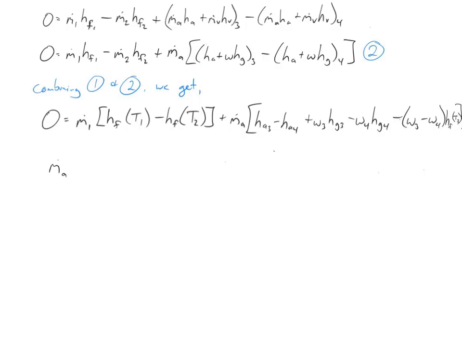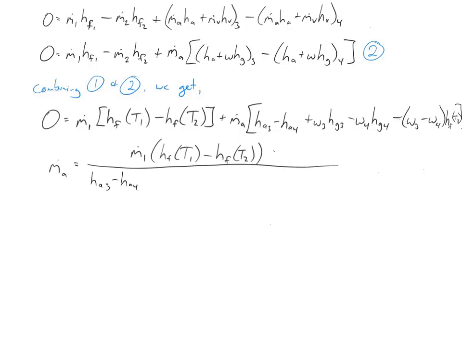So the mass flow rate of the air is equal to the mass flow rate at state 1 times the saturated liquid value at T1 minus the saturated liquid value at T2, all that divided by the enthalpy of the air at state 3 minus the enthalpy of air at state 4, plus the humidity ratio at state 3 times the saturated vapor value at state 3, minus the humidity ratio at state 4 times the enthalpy of the saturated vapor at state 4, minus the humidity ratio at state 3 minus the humidity ratio at state 4, times the saturated liquid value at state 2.